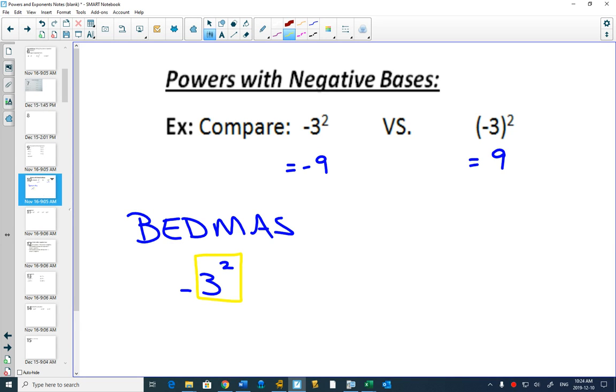The negative is not part of the power. The exponent of 2 only touches the 3. The exponent of 2 does not touch the negative. So this one is equal to negative. And remember what an exponent means. You could write it in expanded form. That 3 squared means 3 times 3. So if you have a negative times 3 times 3, you get a -9.